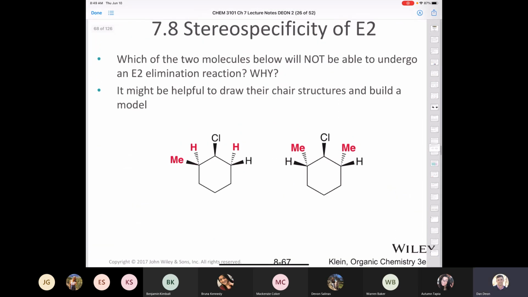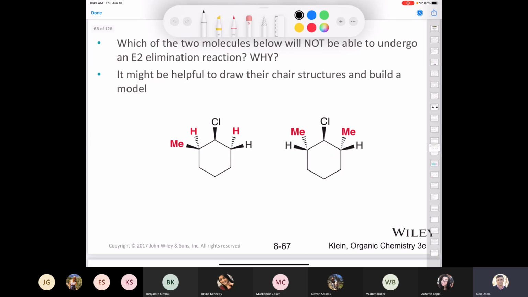All right, well, let's start drawing the chair again. So if I draw the chair like this, I have the chlorine going up like this. I have a methyl going up in equatorial, and another one going up in equatorial like this. So these are the methyl groups. That means I have a hydrogen going down an axial, and another hydrogen going down an axial. And so this will, yes, undergo an E2 elimination.